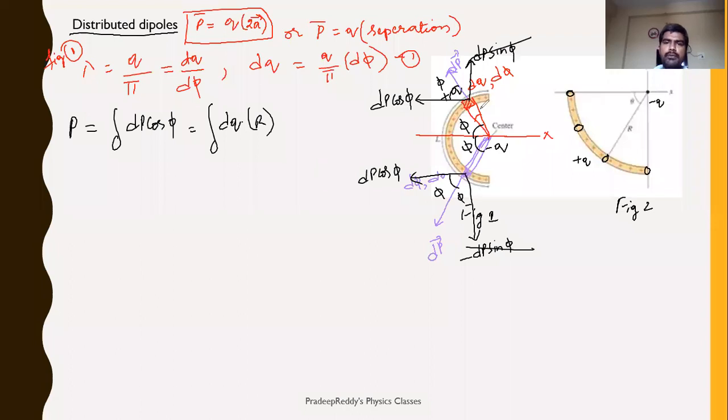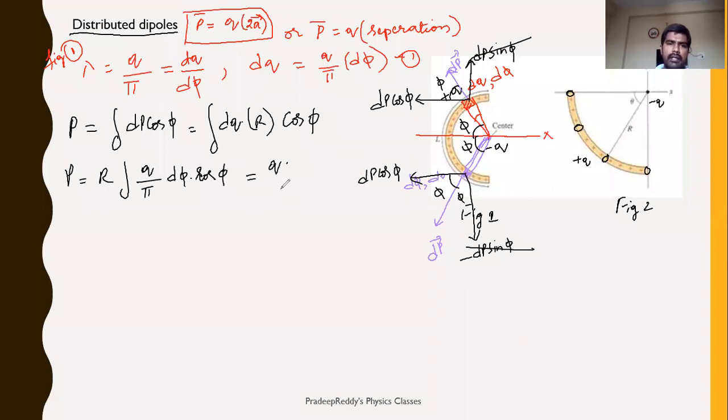Okay, between two charges, separation is r, right? So dipole dp can be written as dq into r, and what is left over? Cos phi is left over. So p bar is equal to integration of r, which is constant, dq I can write as q divided by pi into d phi into cos phi. Q by pi is also constant, so you can write it outside.